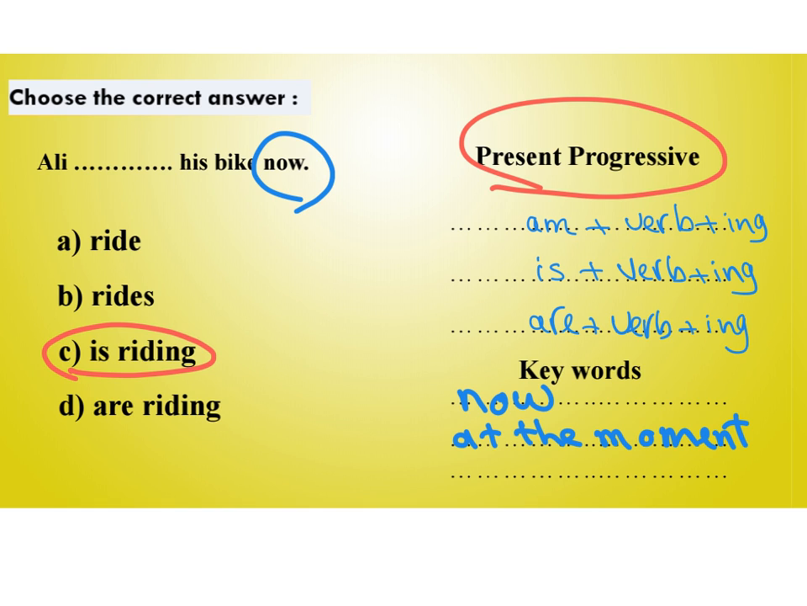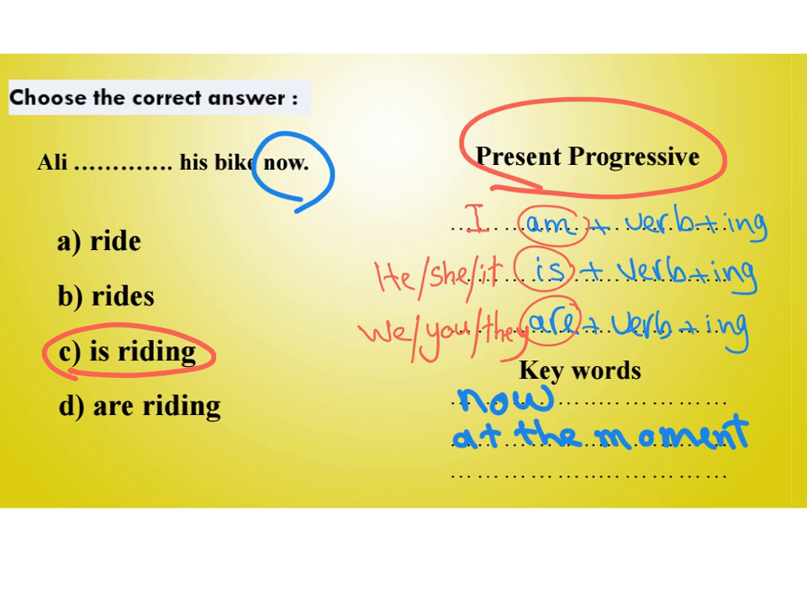What about the subject pronoun that we use with am? Excellent. I. What about is? He. Excellent. He, she, it. Okay. What about are? We, you, and they. Excellent. Let's go back to the sentence. Let's have a look at the subject. Ali. Ali means he.